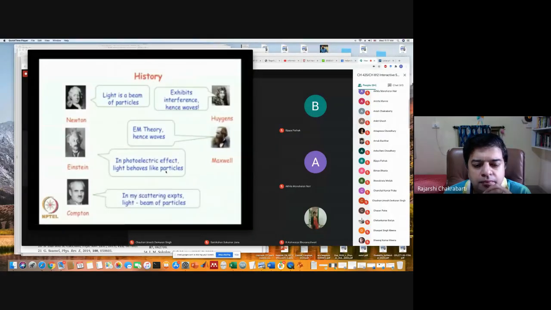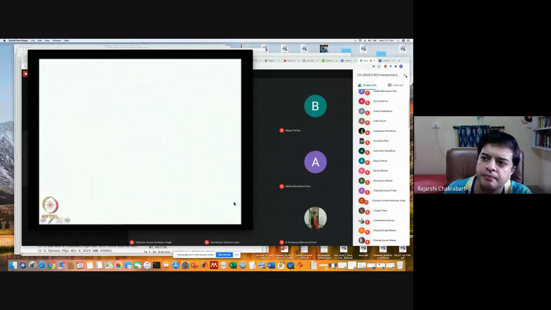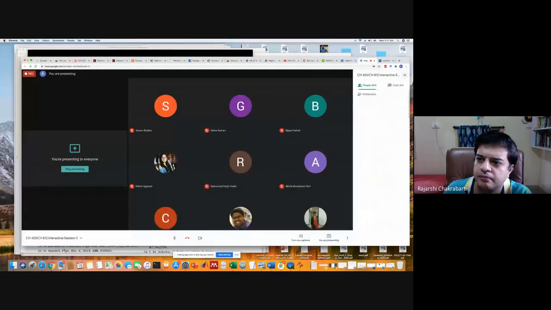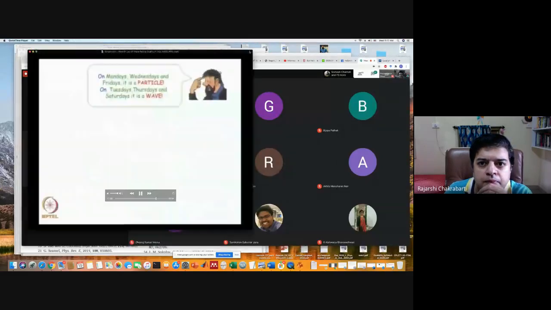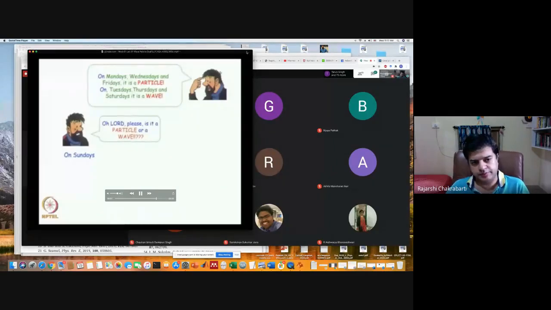But then, of course, it is also known that light exhibits the phenomenon of interference, and therefore it has a wave nature, and therefore scientists were very puzzled. They were puzzled because, this is only a joke, it appeared to them that on Mondays, Wednesdays and Fridays, light seemed to behave like a particle, while on Tuesdays, Thursdays and Saturdays, it seemed to behave like a wave. And naturally, you have the question, what about on Sundays?